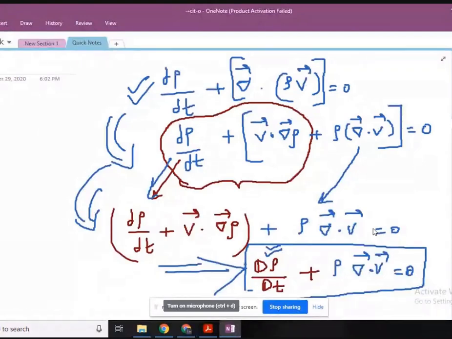Can anybody tell me, is the form which I wrote here conservative or non-conservative? Non-conservative, sir. Yes, it is non-conservative form. The form of equation in which I included the total derivative concept into the conservation laws is giving me a non-conservative form of governing equation. The same equation you can obtain from the control mass approach.